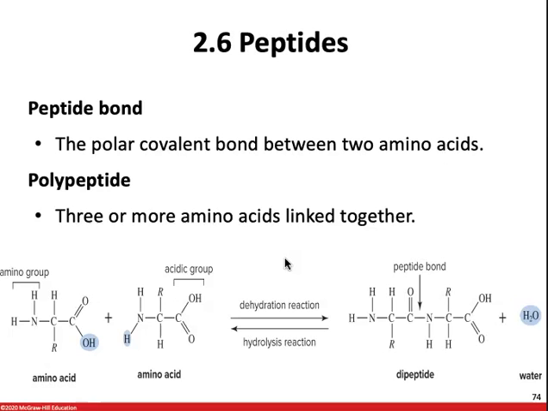As mentioned previously, a peptide bond is going to be the polar covalent bond found between 2 amino acids. A polypeptide is what we have when we have 3 or more amino acids that have been linked together. What sort of reaction are we going to use to link those amino acids together? All right, I hope you said a dehydration reaction. A dehydration reaction is used to link those amino acids together, and a hydrolysis reaction is going to be used to break those amino acids apart.